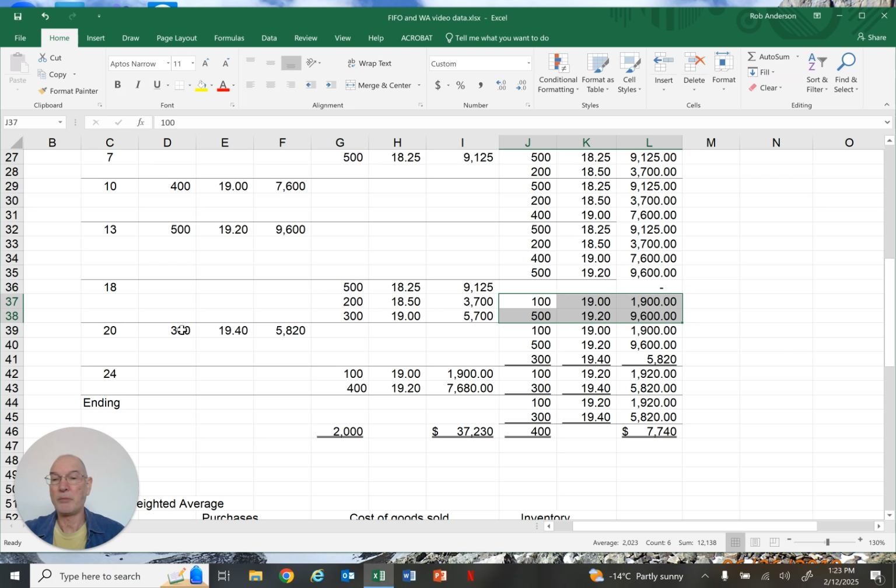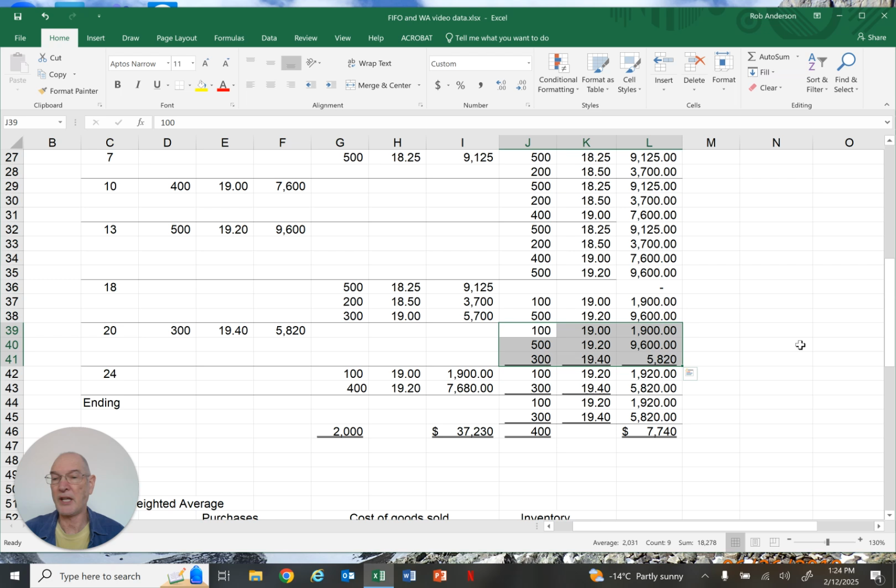So we go and we buy another 300 units, and I think by now you'll be getting the idea of how this works. It's not too bad if you do it on Excel. If you have to do it by hand, it's a bit of, like I said, a bother, but you can figure it out. So we buy 300 at $19.40. So we have 100 from before, 500 from the May 13 purchase, and 300 here from the May 20 purchase. Here's what we have for sale.